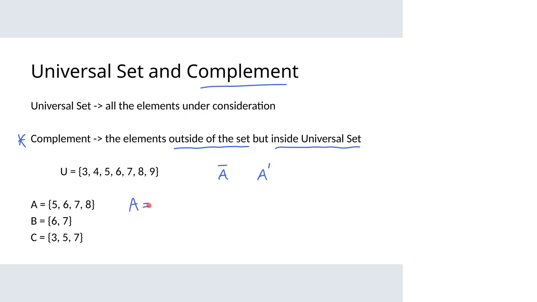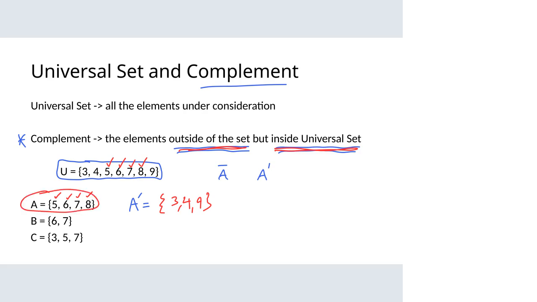And a complement is all of the elements that are outside of the set, but inside the universal set. So it's everything else. So everything in this whole universe is right here in this set. And set A is made up of 5, 6, 7, and 8. So the complement of A is everything else. So A was 5, 6, 7, and 8, so a complement is everything else. That's the 3, the 4, and the 9. So a complement here is 3, 4, 9. It's everything that's outside the set, but inside the universal set. So everything else that's not in set A.